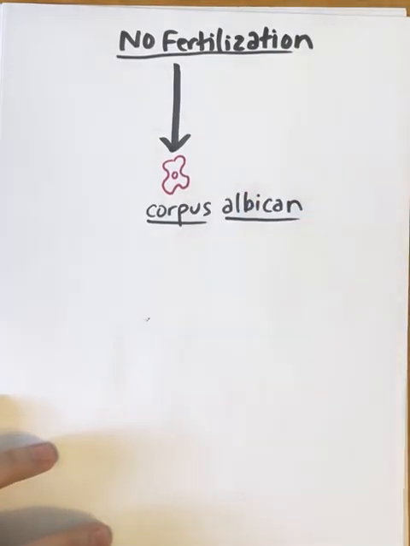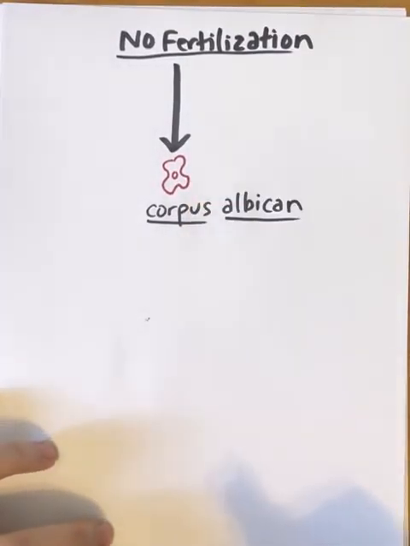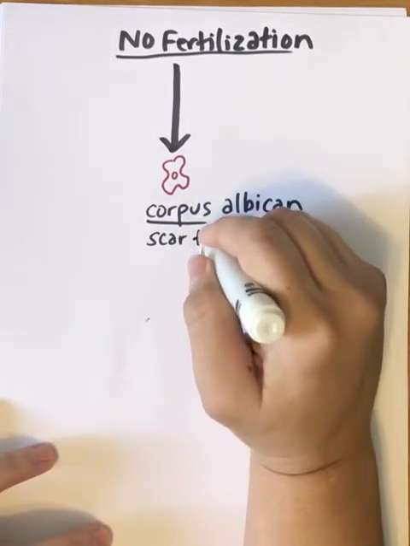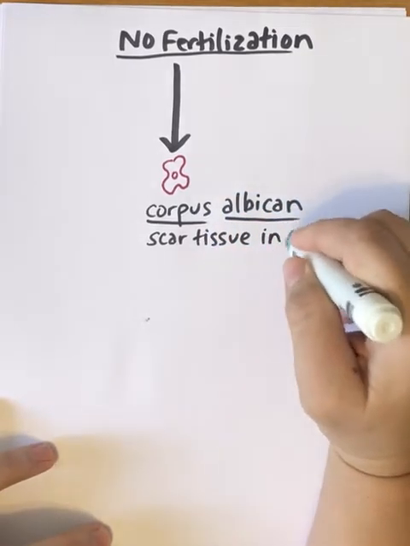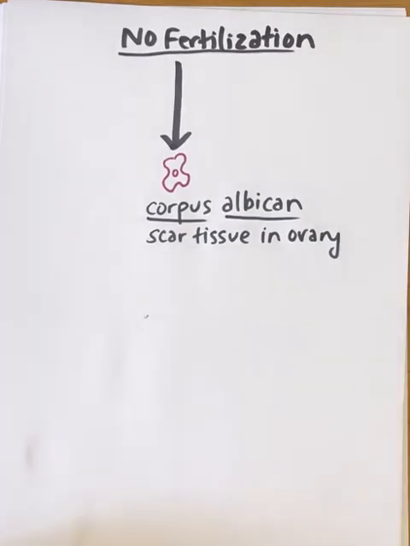So this is literally the corpus luteum when it shrinks, but it's white now. So no fertilization occurs. So this is scar tissue in the ovary from your beginning follicle, from your secondary follicle all the way to your pre-ovulatory follicle to the corpus luteum. So now you have scar tissue, and this occurs about day 28. So when we do all the different cycles, the ovarian cycle and the uterine cycle, you're going to have to know what's going on inside of the ovary.